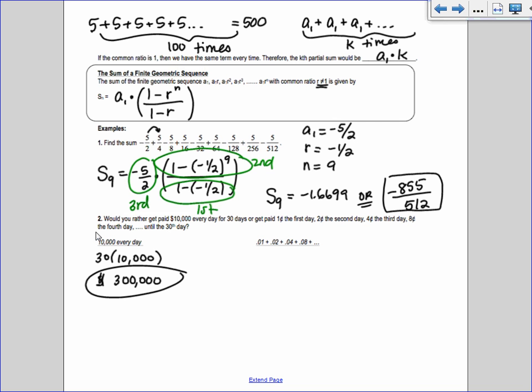All right, so do you guys agree that this is a geometric series? It's the sum of a geometric sequence. What is r? What am I multiplying by? 2 every single time. What's my first term?